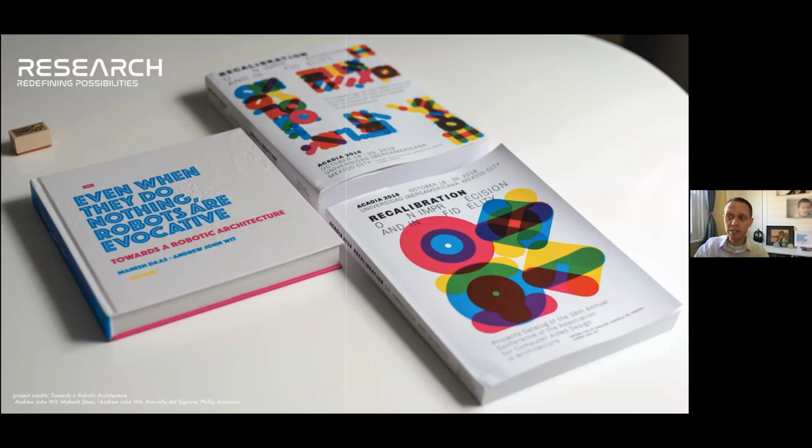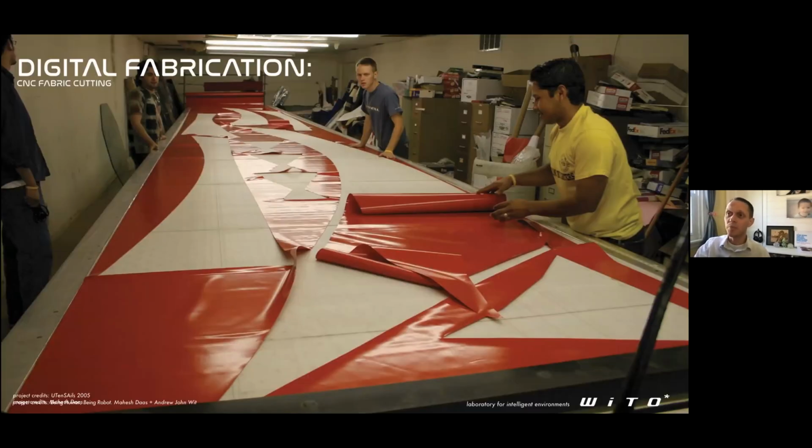I also write a lot. So Dan mentioned that I co-edited the book Towards the Robotic Architecture, and my co-author from here, Mahesh Das, and I are actually writing a new book right now called Being Human, Being Robot. So same as the title of this lecture. And as you can see from how young I was in this picture, from probably about 2 decades ago, I've been doing this for a long time.